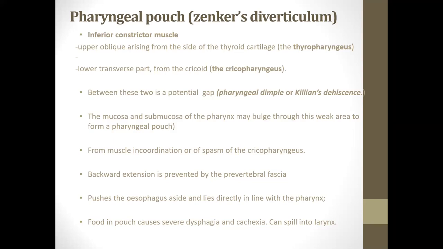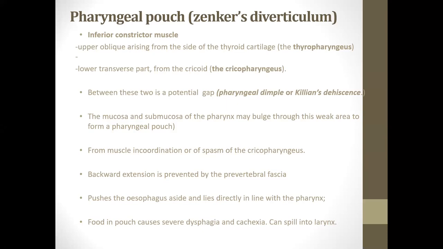This could be because of muscle incoordination, or spasm of the cricopharyngeus muscle. The cricopharyngeus muscle, whereas it's part of the inferior constrictor muscle, also forms the upper esophageal sphincter. Backward extension is prevented by the prevertebral fascia, and it pushes the esophagus aside when that pouch has formed, and the food bolus will accumulate and cause dysphagia and cachexia, and may possibly spill into the larynx, causing what you call aspiration.